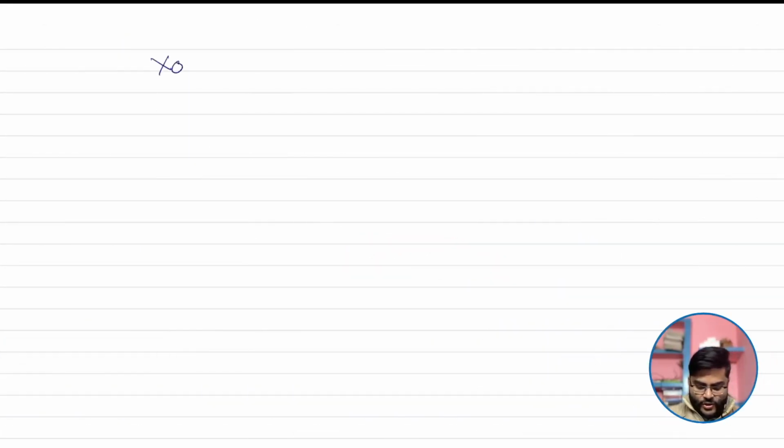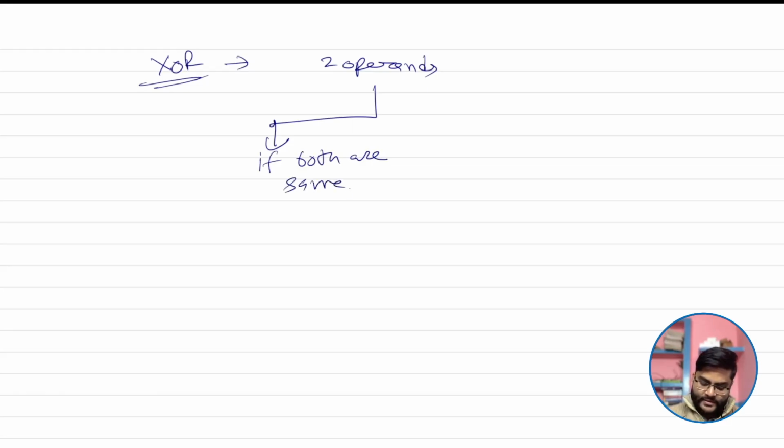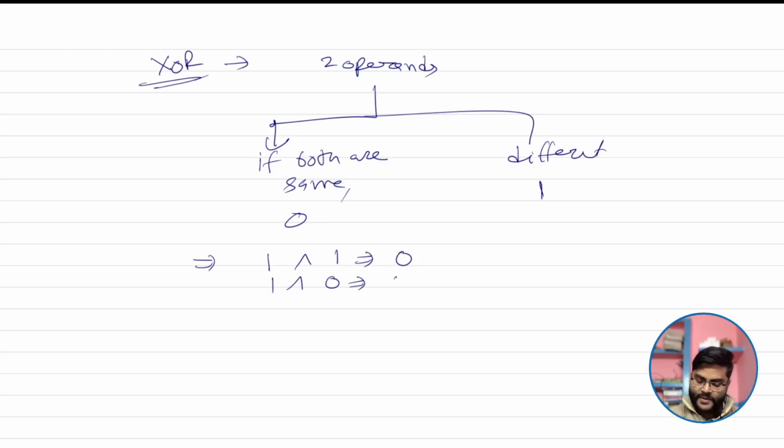Now let's take XOR. So what is the property of XOR? It takes two operands, right? And I have told you, if both operands are same, result will be 0. If both are different, your result will be 1. So if I take 1 XOR with 1, the result will be 0. If I take 1 XOR with 0, the result will be 1. If I take 0 XOR with 0, result will be 0. If I take 0 XOR with 1, result will be 1.